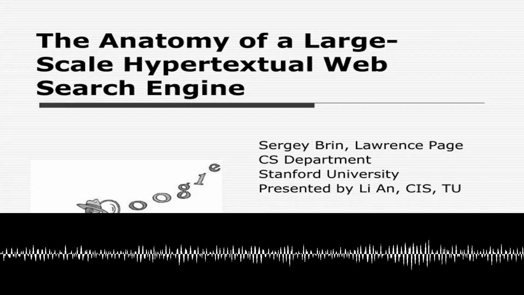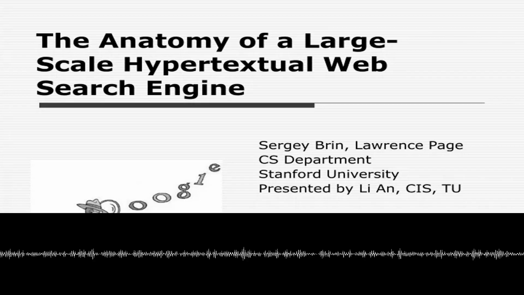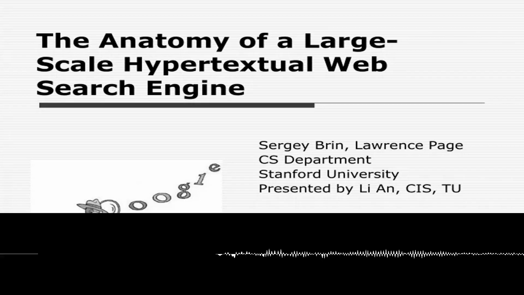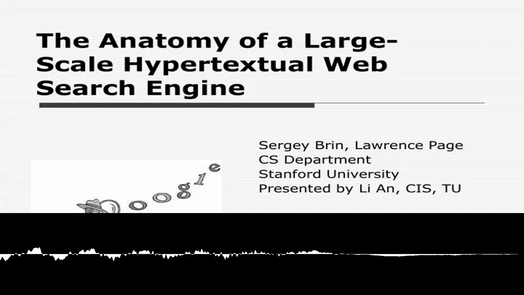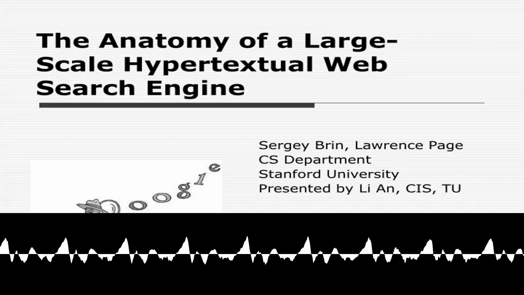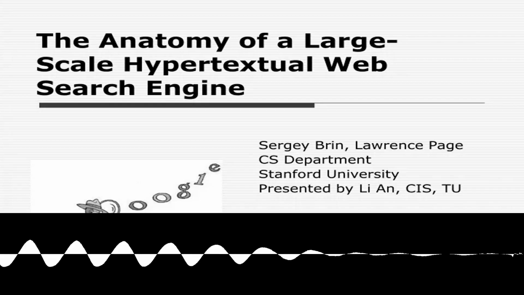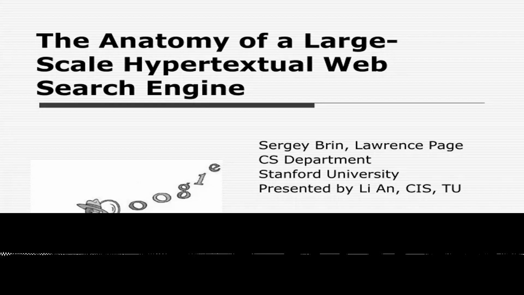Section 1, Introduction and Motivation. The paper commences with a concise justification for its existence, asserting the inadequacy of existing search engines in scaling to meet the rapidly expanding web. Page and Brin identify several shortcomings, including problems with both relevance and computational efficiency.